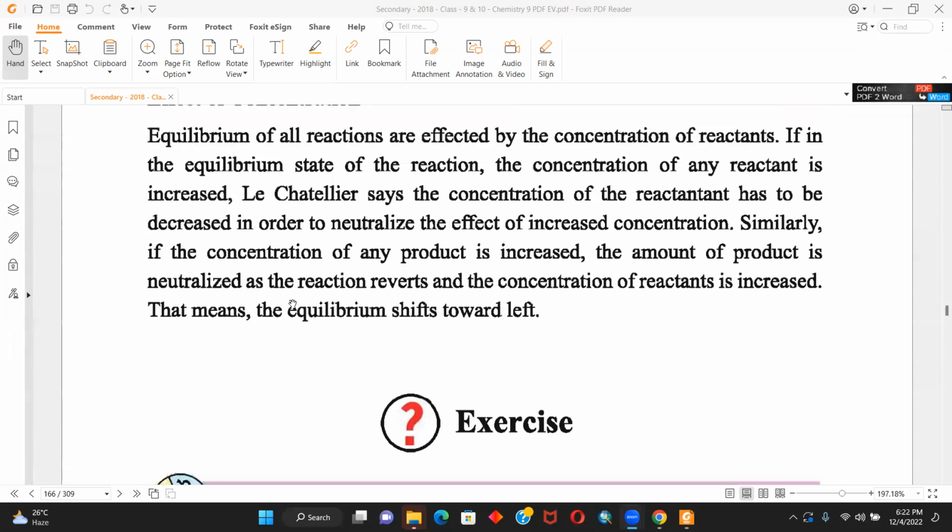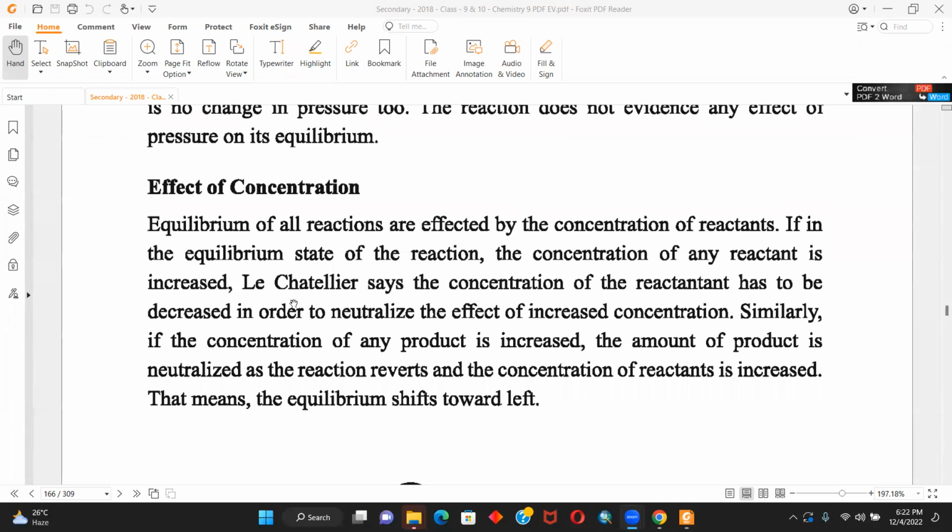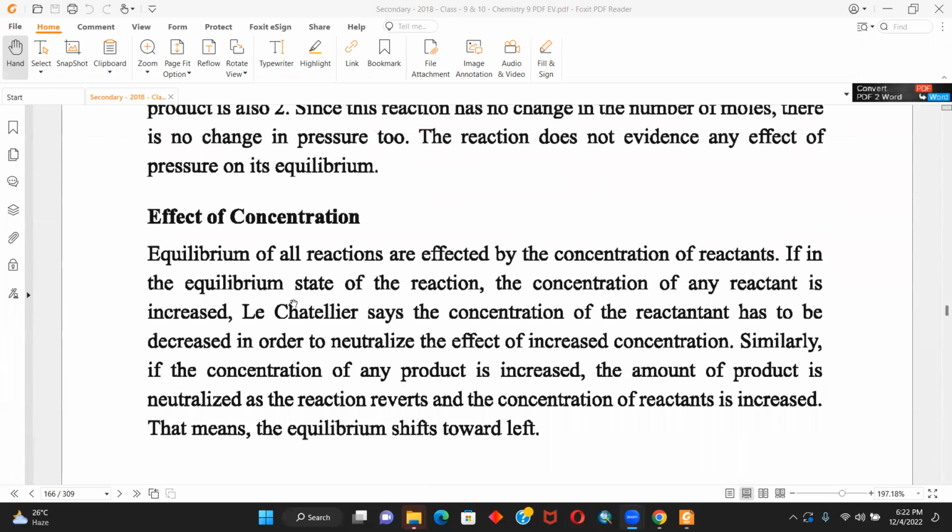The last thing, effect of concentration. Very easy, the easiest thing amongst these all. So the equilibrium of all reactions is affected by the concentration of reactants. If in the equilibrium state of the reaction the concentration of any reactant is increased, Le Chatelier's principle says the concentration of the reactant has to be decreased in order to neutralize the effect of increased concentration. So how will it happen? Tell me.